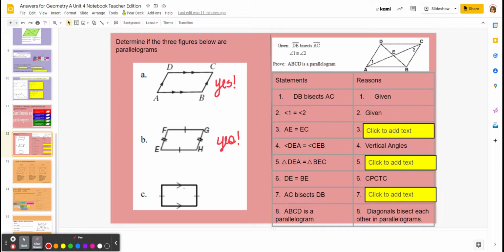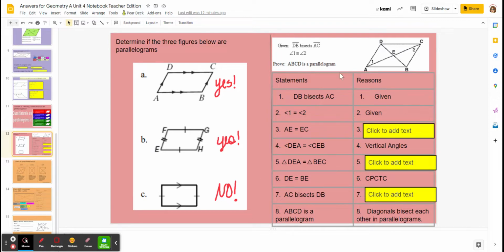Both pairs of opposite sides are congruent. Nope, that doesn't show it here. Both pairs of opposite angles, it doesn't say anything about angles. And finally, diagonals bisect each other, nothing about that here. So this last one is a nope. That is not a parallelogram.